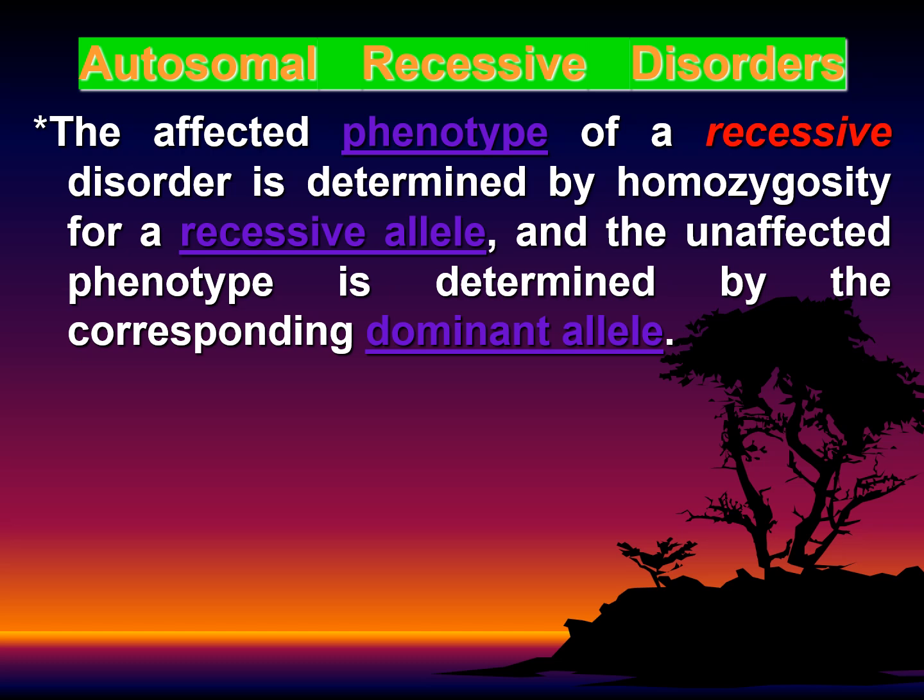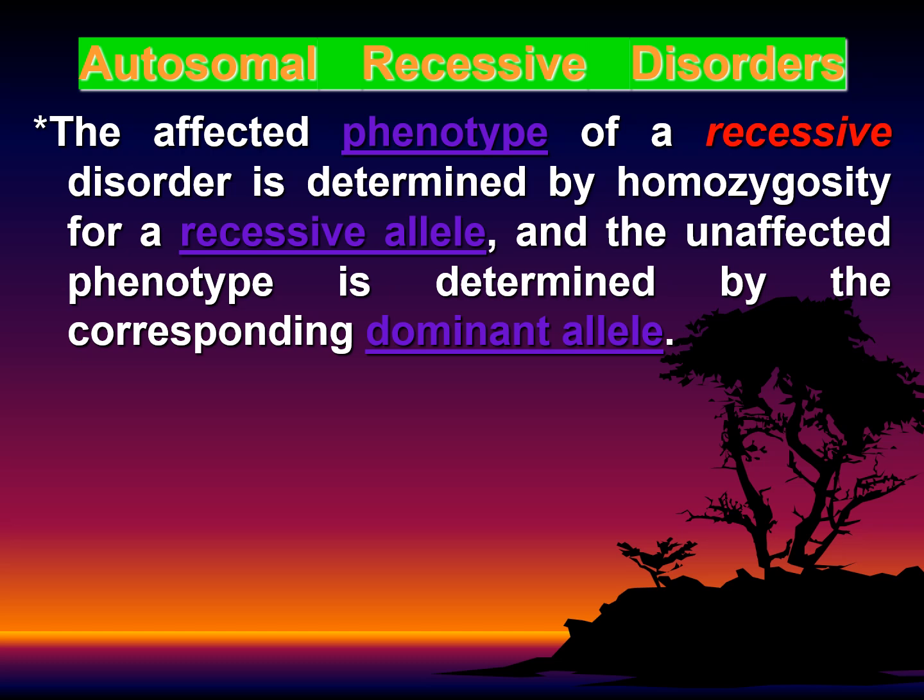Now, in a situation of an autosomal recessive disorder, one of the things that we need to note is that the affected phenotype of a recessive disorder is determined by homozygosity for a recessive allele. In other words, if the condition is an autosomal recessive one, it can only show when the recessive alleles are in the homozygous state.